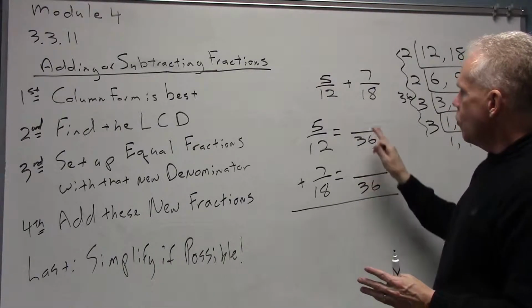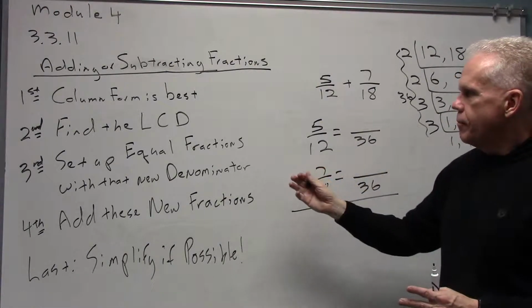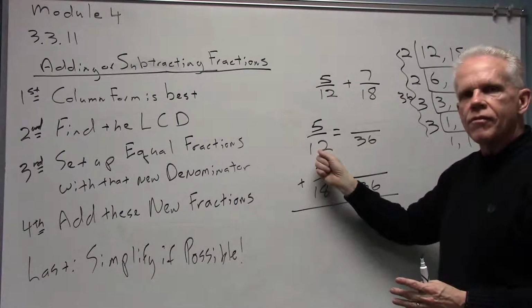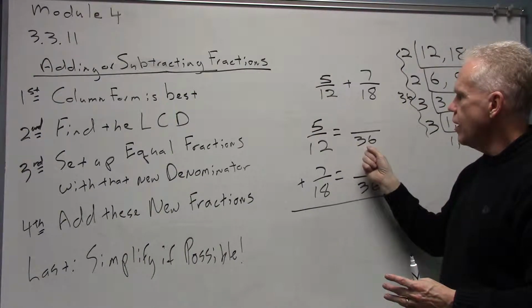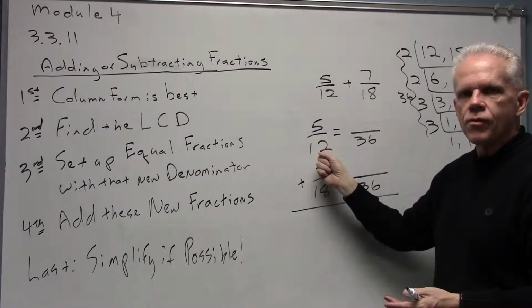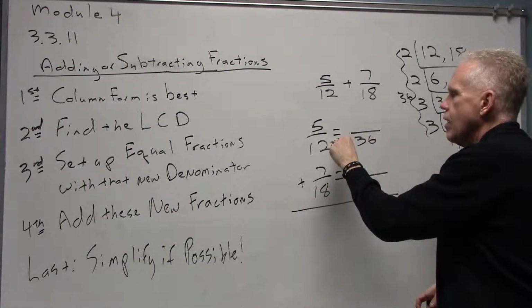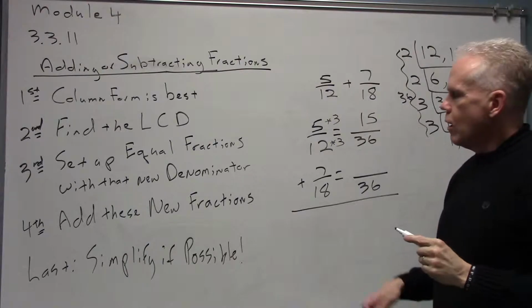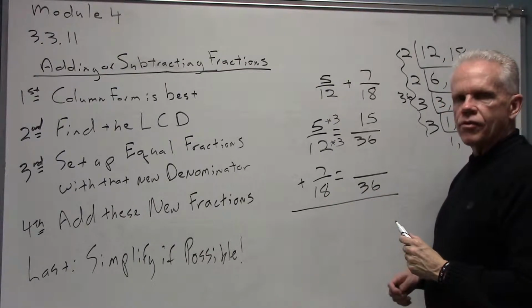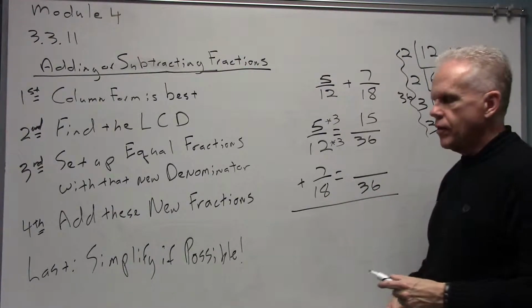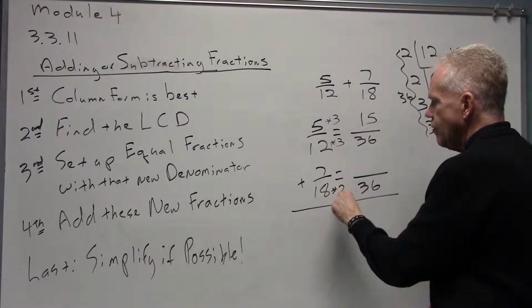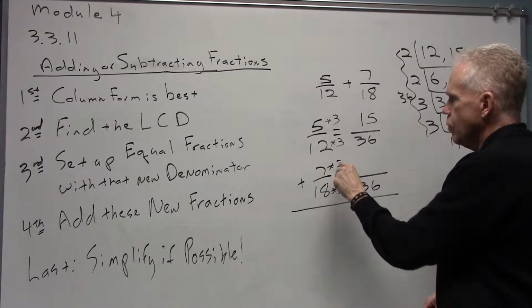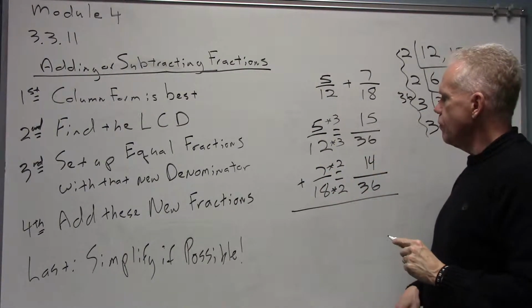Okay then, once I've set this up, what I want to do is find the new numerator. What is it I would have to multiply 12 by in order to get 36? Or in other words, what's 36 divided by 12? Well, it's 3. So this would be times 3. So I'll do the 5 times 3, and that'll turn to a 15. What would I multiply 18 by to get 36? Or what's 36 divided by 18? Well, that's 2. So 18 times 2 would give me that 36. And then 7 times 2 would give me a 14.